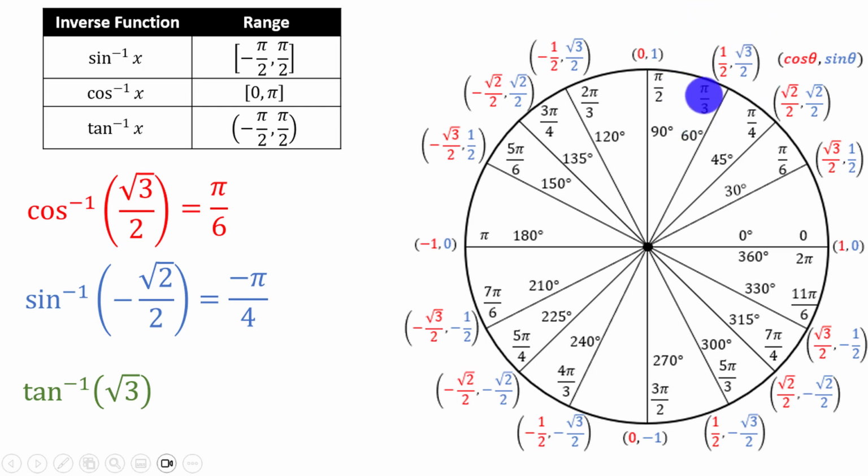Okay. Now there is another point down here that would also be square root 3, but of course we are between negative pi over 2 and pi over 2. So where in here are we at square root 3? It's going to be pi over 3.